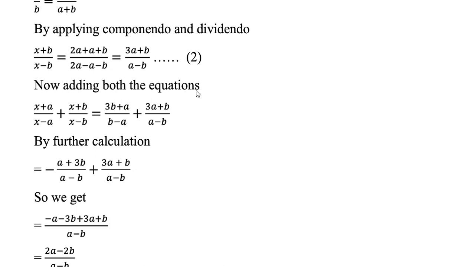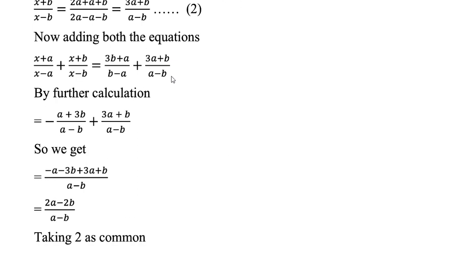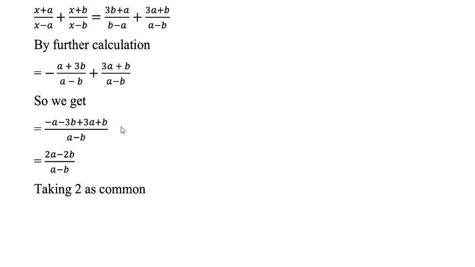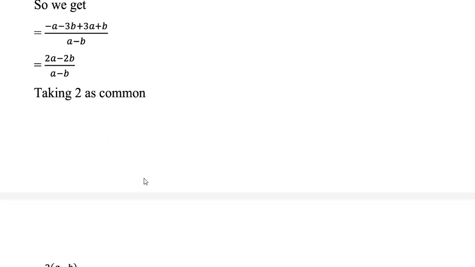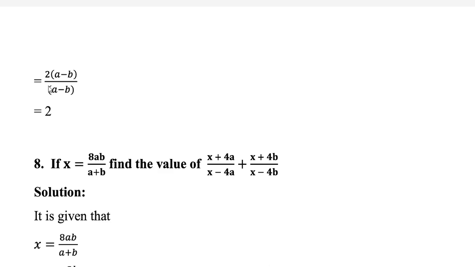Make equation. This is equation number 1 and this is equation number 2. Now adding both the equations, you will get this one is equal to this one. For further calculation, that is one or two steps of simplification, we will get ultimately (2a - 2b)/(a - b). So we can take 2 as common. So 2 into (a - b) divided by (a - b). (a - b) will be struck out. So the 2 will remain.